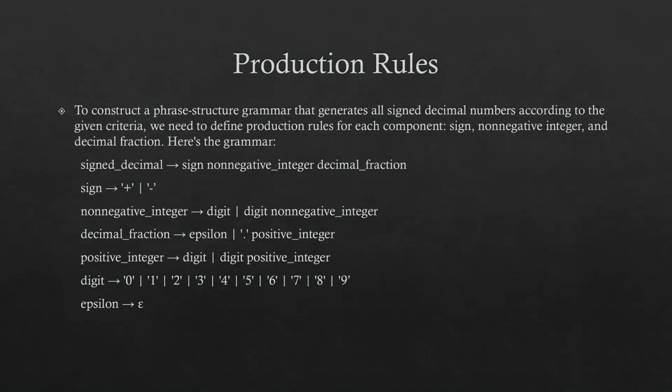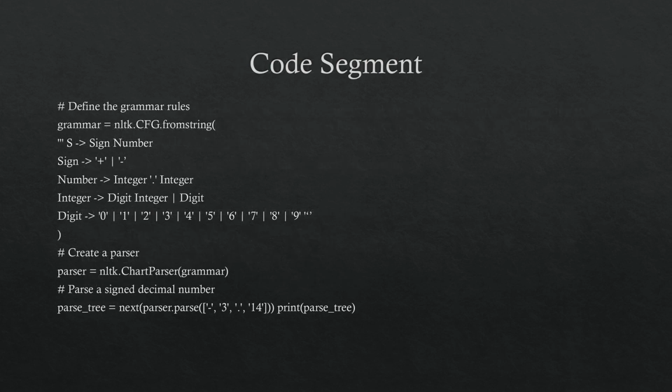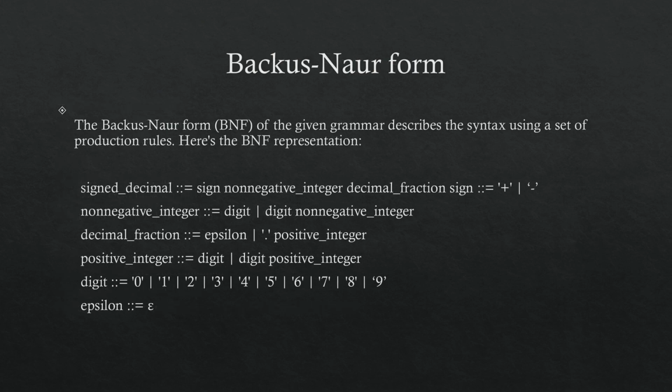We require production rules for the phrase structure grammars, and the production rules are on the screen. These are the production rules, and this is the code segment which we can implement to form the phrase structure grammar. The second part of the question demanded the Backus-Naur form. The Backus-Naur form of the given grammar describes the syntax using a set of production rules, and the EBNF representation or Backus-Naur form is as follows.